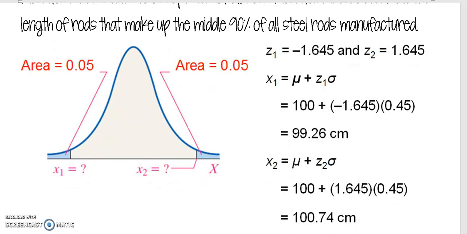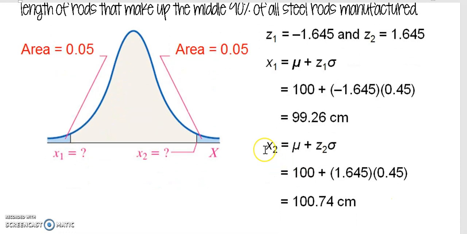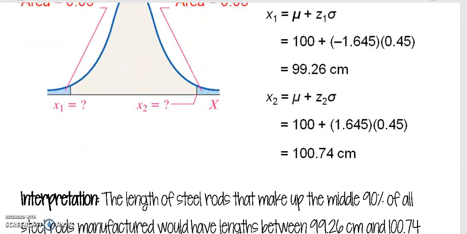Then he also calculates a second x value corresponding to the positive z-score given, separating the top 5%, and the maximum length of rods accepted in this manufacturing process should be 100.74 centimeters.